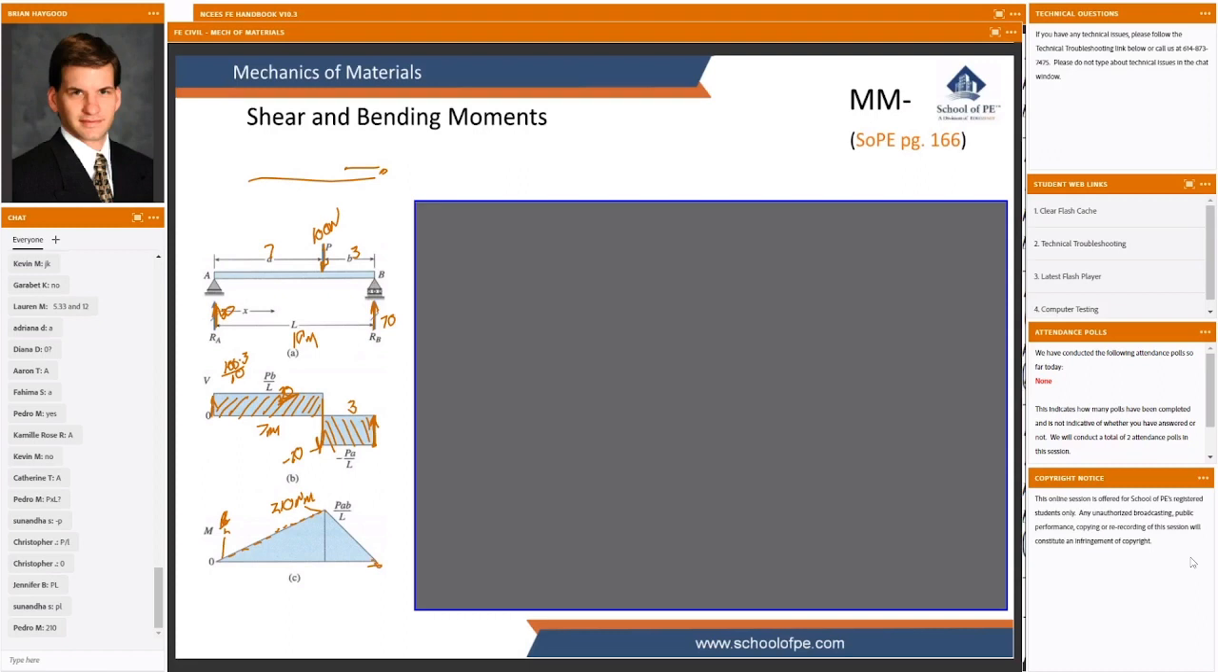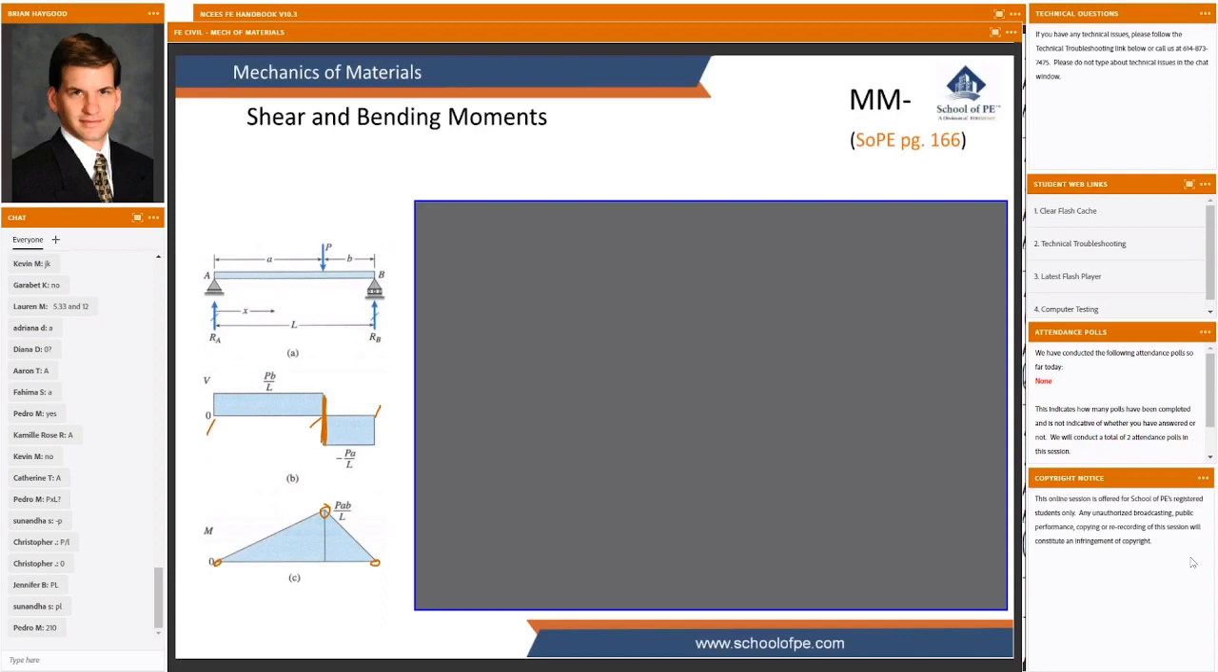So a point load on a free body diagram becomes an infinite slope on the shear diagram. And like the endpoints here, the infinite slope in this case is a place where we cross 0. So that's an inflection point on our moment diagram. Anywhere it crosses 0 is a maximum or minimum.